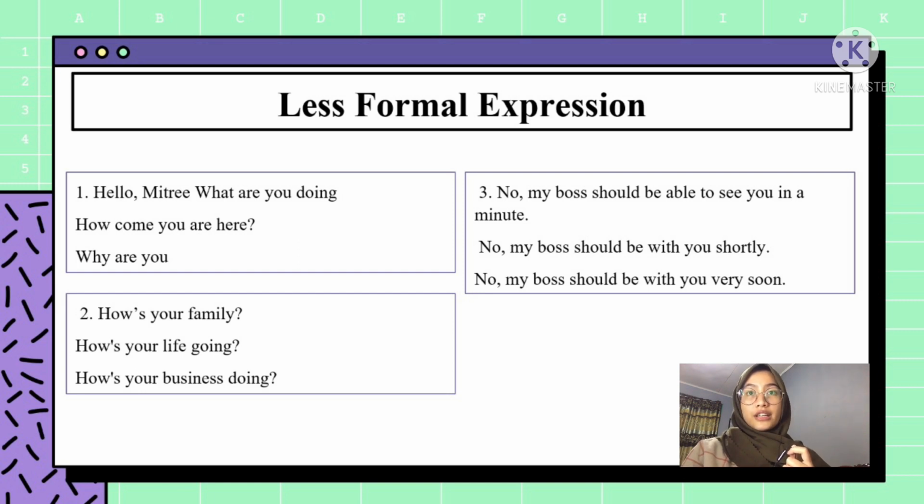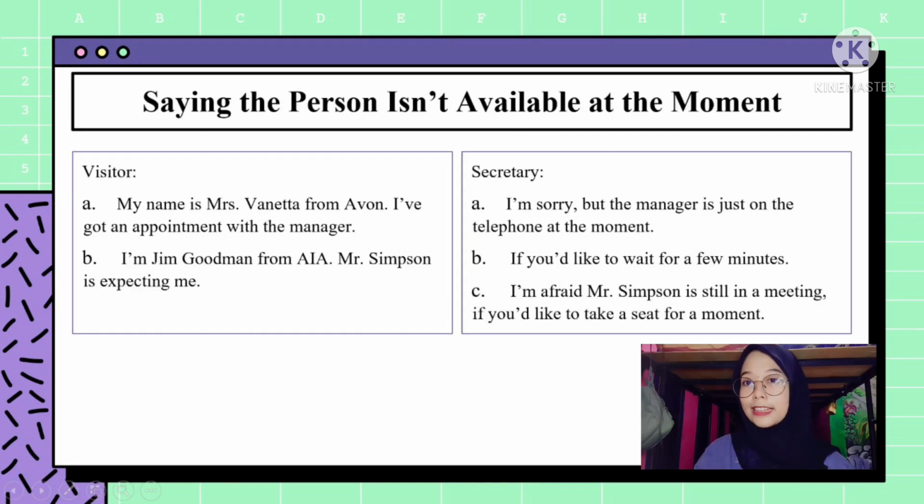If the secretary wants to refuse a visitor's request, the secretary can answer like, "No, my boss should be able to see you in a minute." Or, "No, my boss should be with you shortly." Or, "No, my boss should be with you very soon." Saying the person isn't available at the moment.